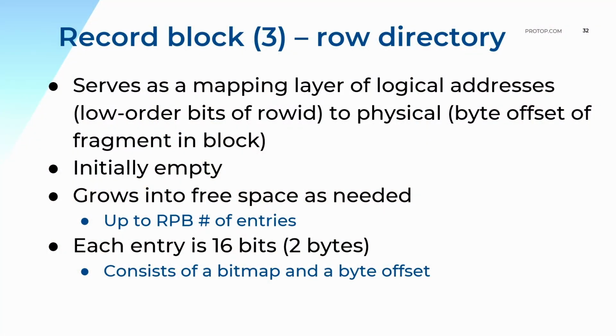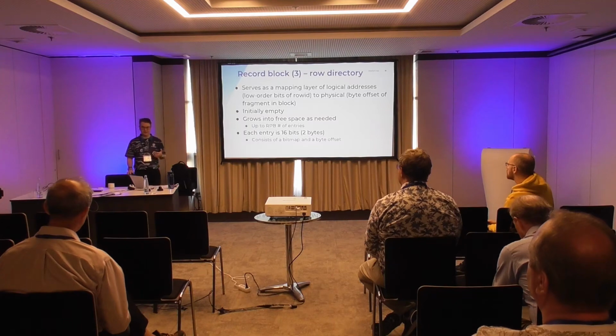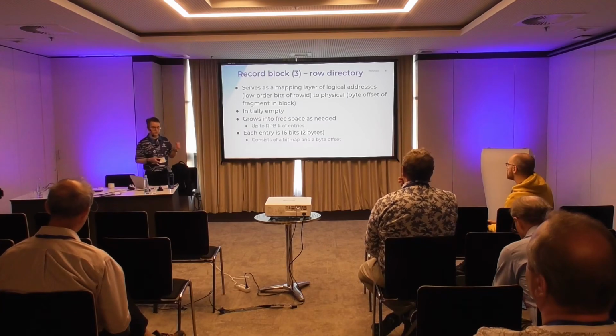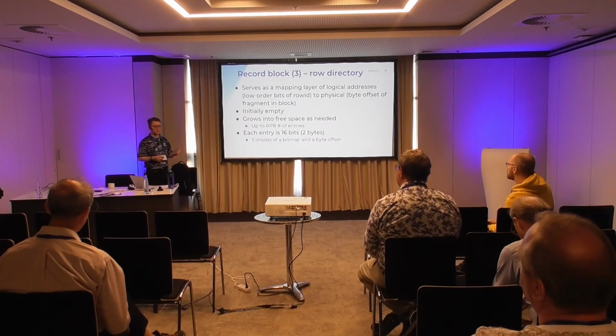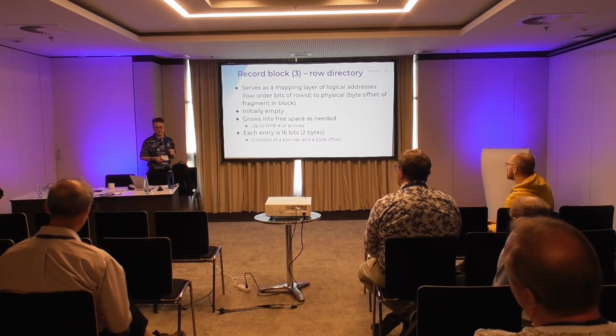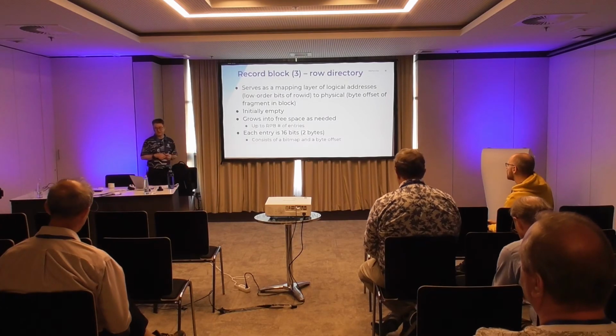So the row directory is sort of a mapping layer of logical locations to physical locations. So if we think about what's in an index, what is an index in terms of its contents? It's a sorted list of key values and their associated row IDs, right? But those row IDs are logical addresses. They just point to a particular record block and a particular slot in the row directory of that record block. It doesn't tell the storage engine where the fragment can be found physically in the block, and that's what the directory entry is for.